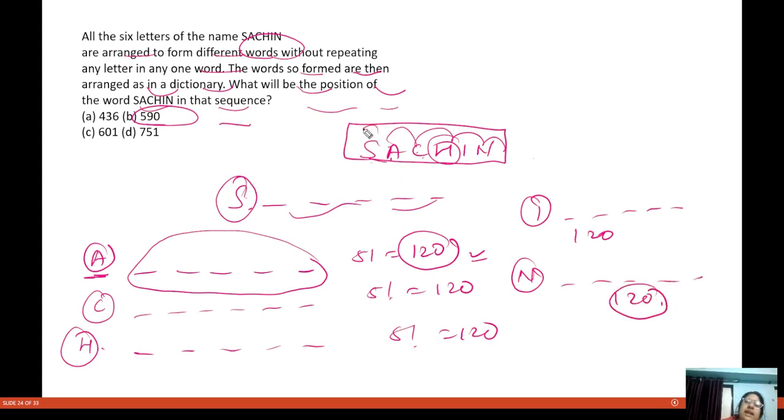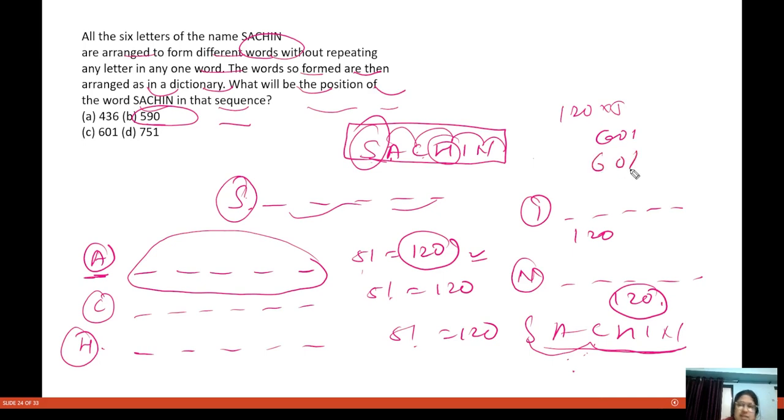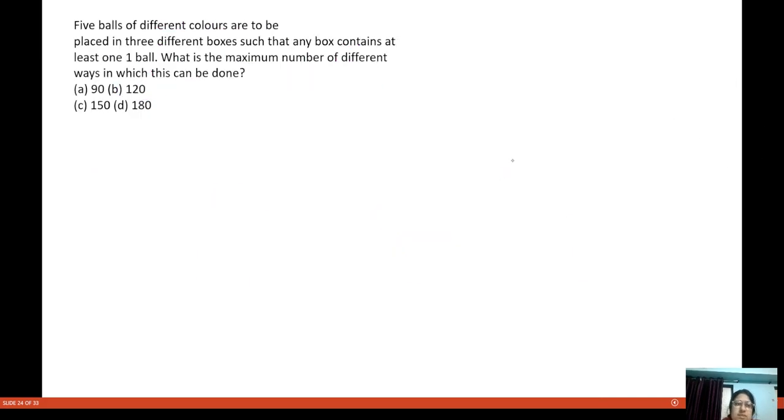Okay, then you are left with Sachin. So 120 into 5 is what? 600. And the last word that is left is 601. So it is 601. This is how you do these kinds of questions. Now let us move forward.